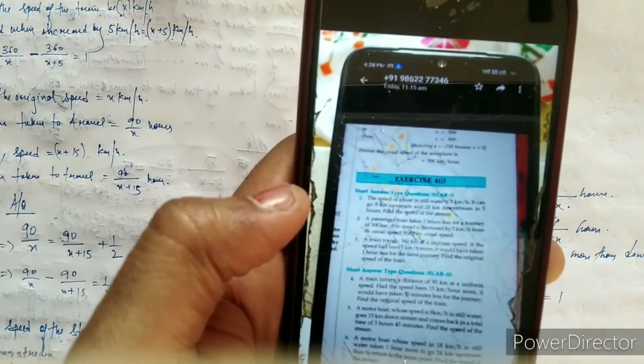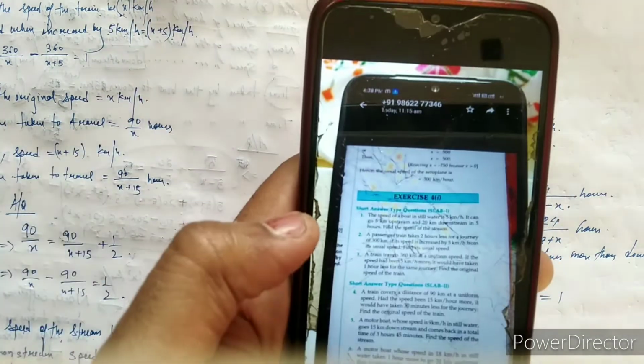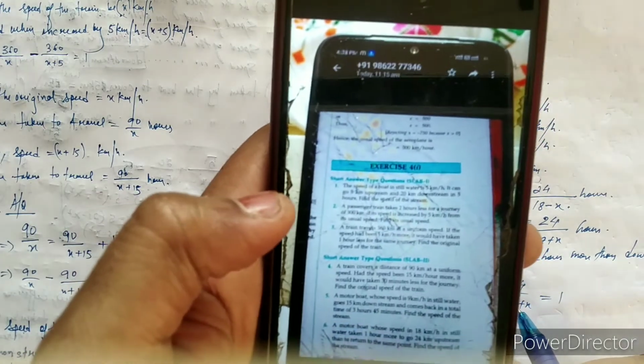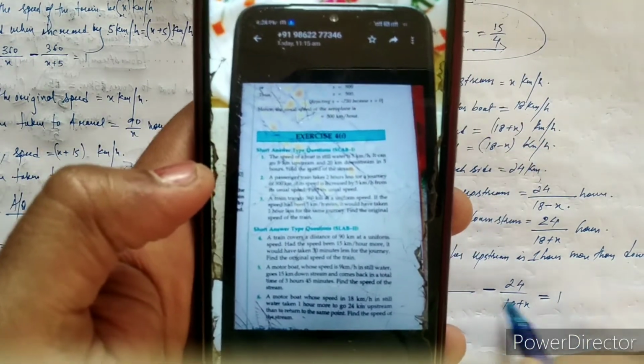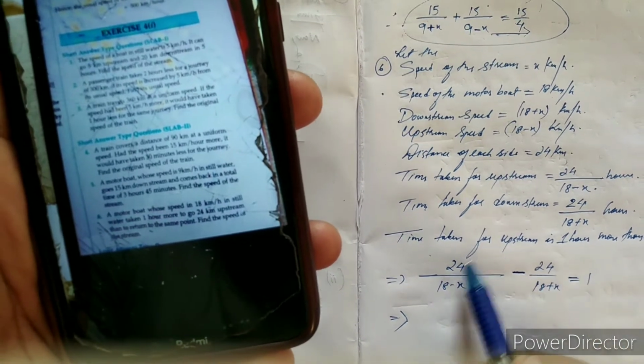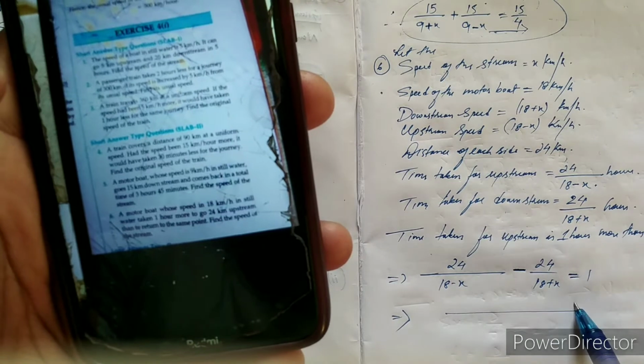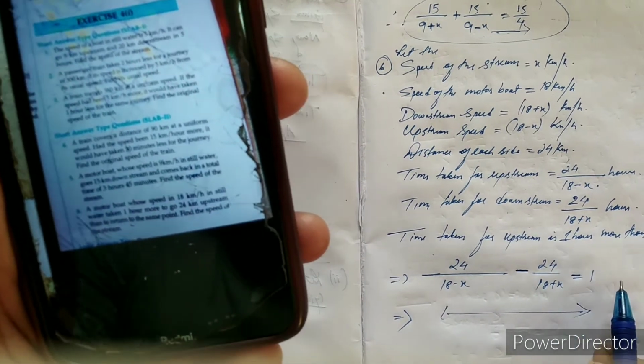Now since you have seen here 1 hour more to go 24 kilometers, whenever you see a more condition or less condition, you use a negative sign here normally, and you try to frame this equation and solve it. You will get the answer. After taking LCM, I hope you'll get the answer. Any problem, you just let me know. So let's move to the next question.